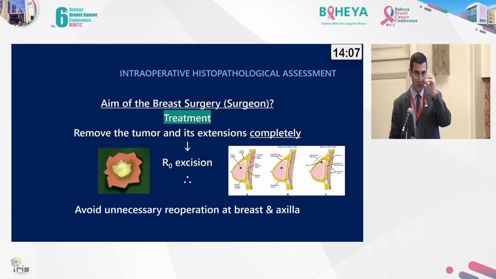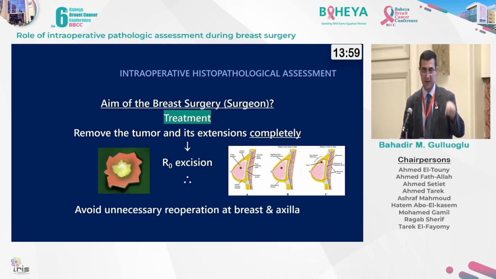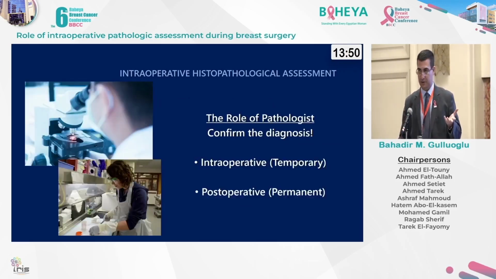So why do we do frozen section or intraoperative assessment? Our aim is to do R0 excision, whether in the breast or in the axilla, because we want to prevent reoperations in our patients. So what about the role of pathologists here? Because we're working together, they confirm the diagnosis, which means that if you're looking at the margin, they say this is negative, or sometimes the distance between the clear margin and the tumor. Secondly, if you're asking for the sentinel node biopsy, they are saying whether it's involved or not.